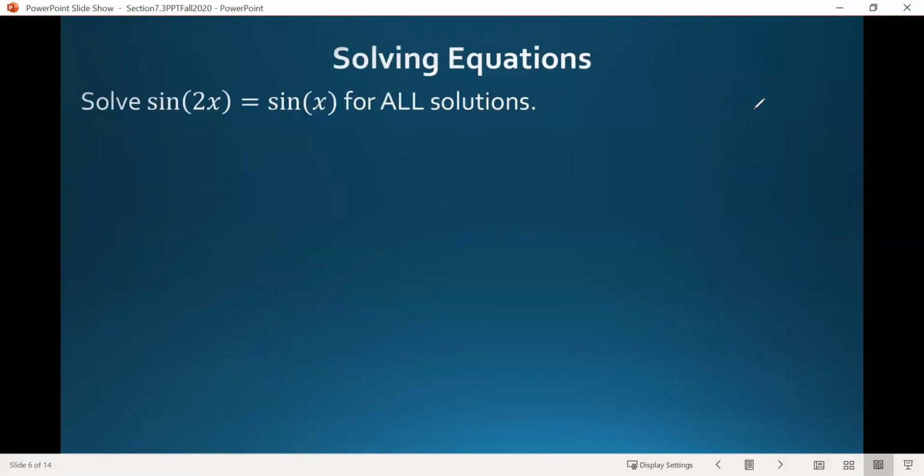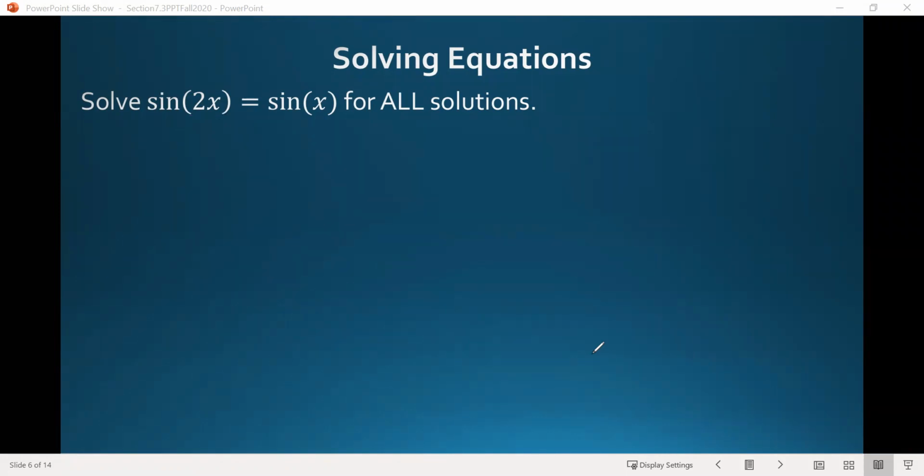So here we're asked to solve sine of 2x equals sine of x for all solutions, and we're looking for the variable x here. Now notice this one will require a double angle identity, because if we look at the equation, we see there's a 2x here. Also, on the other side of the equation, notice that there is not a 2x. And so it's hard to solve an equation when the things inside of your trig functions are different.